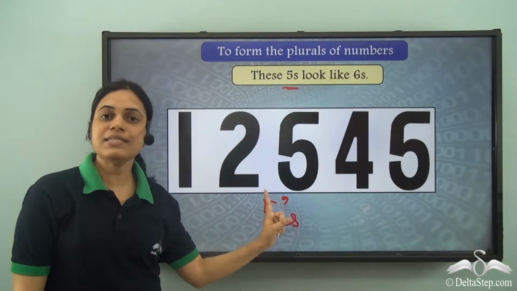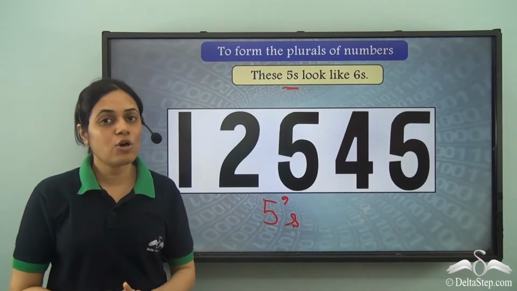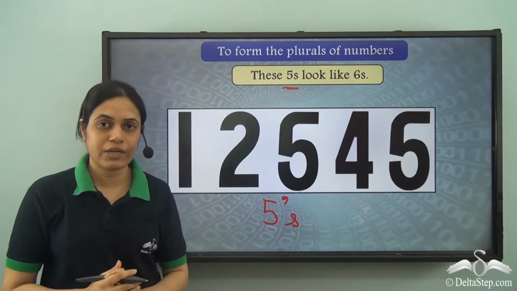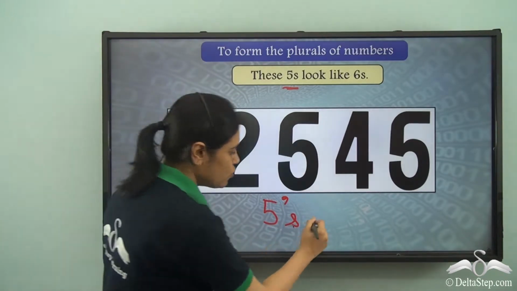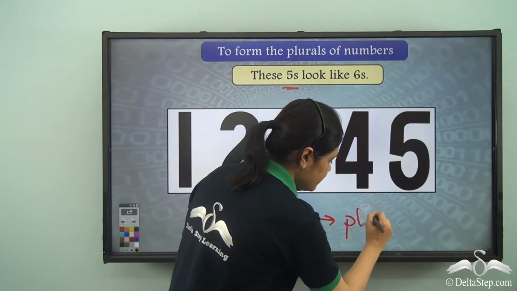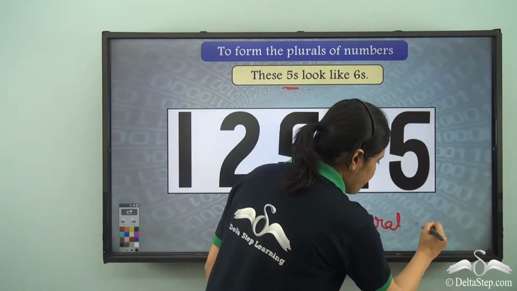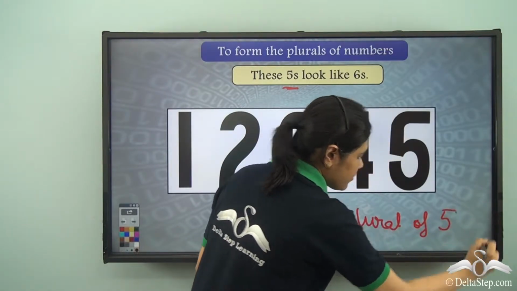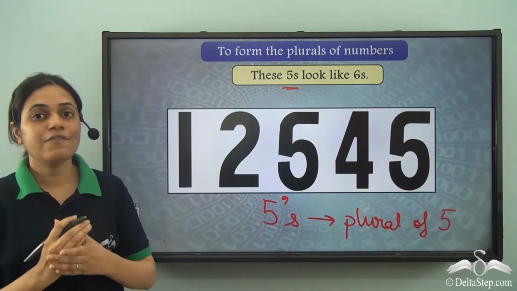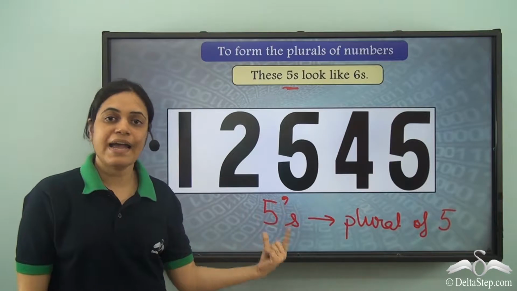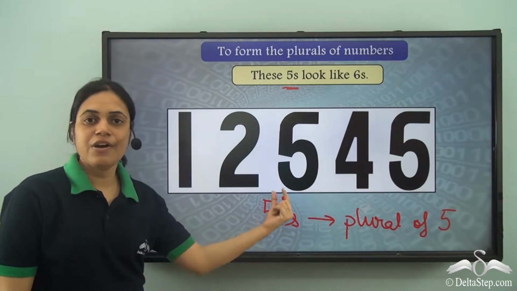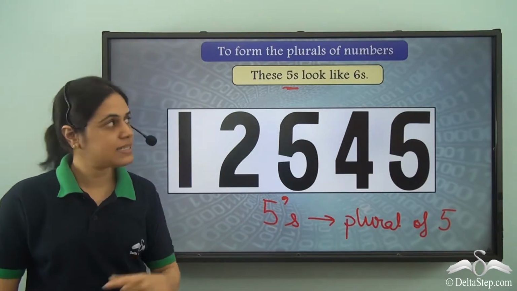Remember, this apostrophe S does not show possession or belonging. It does not show ownership, but it shows the plural of 5. Plural of the number 5. So when we have more than one 5, I can write it as 5 apostrophe S.